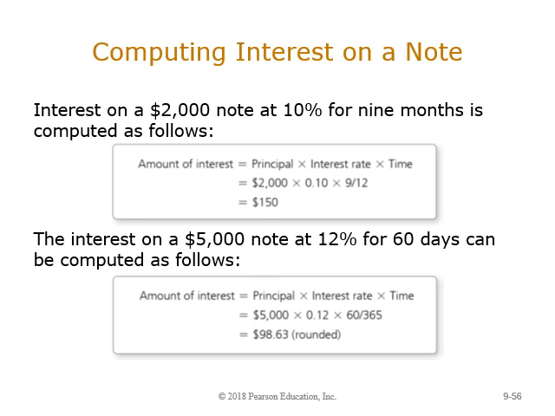For a $2,000 note at 10% for 9 months, it's computed as follows. So we have $2,000 times the 10%, which is 0.10, times 9 divided by 12, and we get 150. Okay. A $5,000 note at 12% for 60 days can be computed as follows. So 5,000 times the 12%, or 0.12, times 60 divided by 365. Remember, that's how we calculate the days, and we get approximately $98.63.